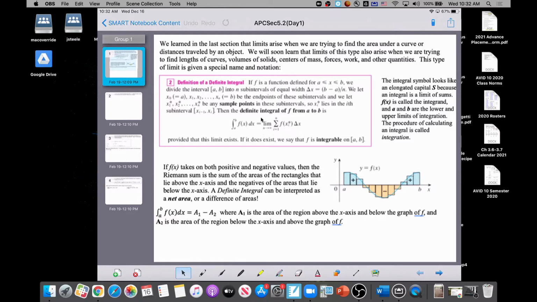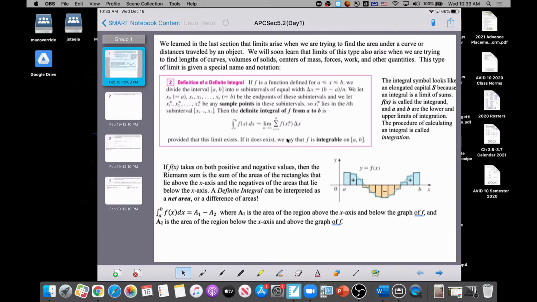What does it look like in integral notation and calculus notation? It looks like this. So we've got this symbol right here, which looks like an elongated S because an integral is a limit of sums, okay? And then you've got your function f of x, and then you've got this dx, okay? So the f of x is kind of like the value of the function, and then the dx is kind of like the base of the rectangle, right? So those are the parts of the translation from limit notation to integral notation, okay?